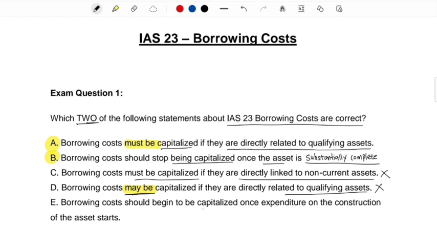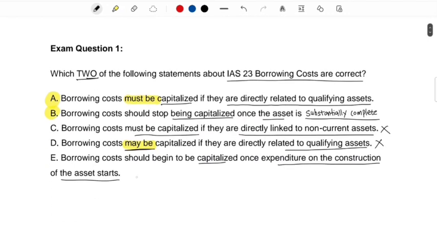Borrowing costs should begin to be capitalized once the expenditure on the construction of the asset starts. Now this is true. This is a point. So why did we not select E? Because remember, in the previous session I had told you there are 3 conditions related to the borrowing cost that must be met. One of those conditions is that the expenditure on the construction of the asset should start. It is true, but there are 2 other conditions as well. Condition number 2 is that the borrowing cost must be incurred.